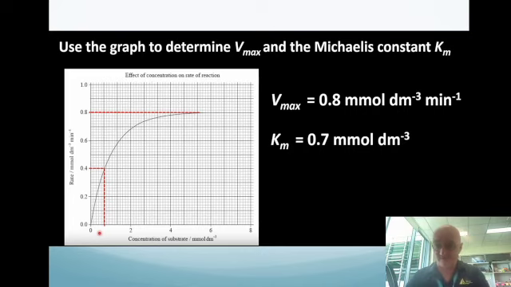Use the graph to determine Vmax and the Michaelis-Menten constant. Vmax is 0.8 millimoles per decimeter cubed per minute. Half of 0.8 is 0.4. Then we drop the arrow down and find it's 0.7 millimoles per decimeter cubed in substrate concentration when half of the active sites have been bonded with.